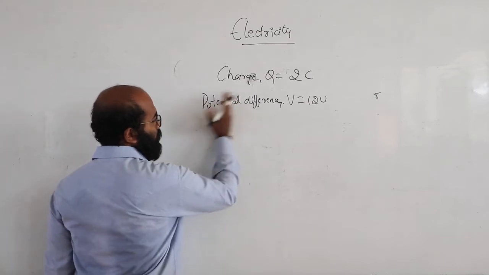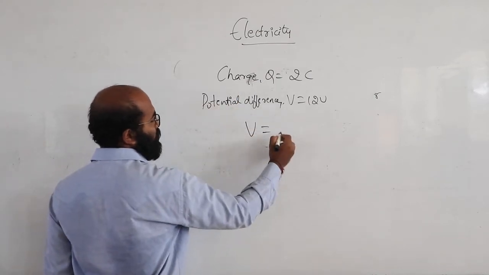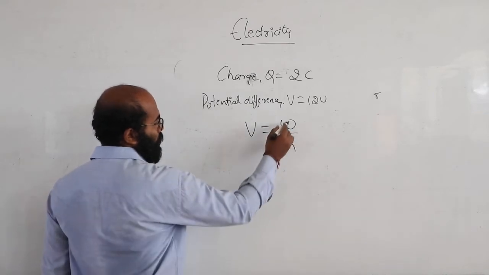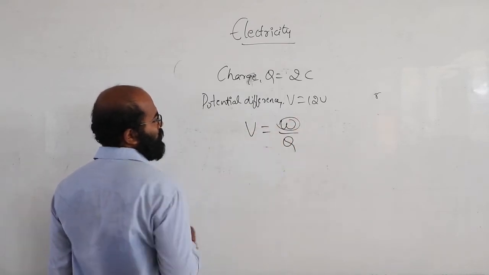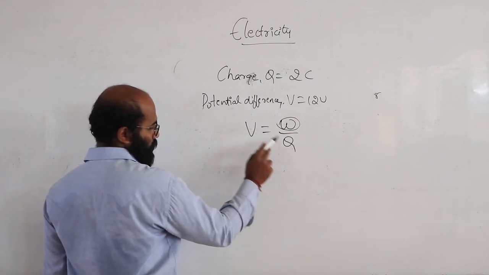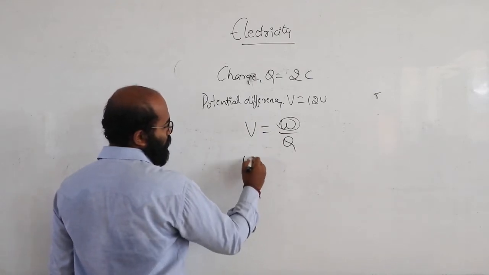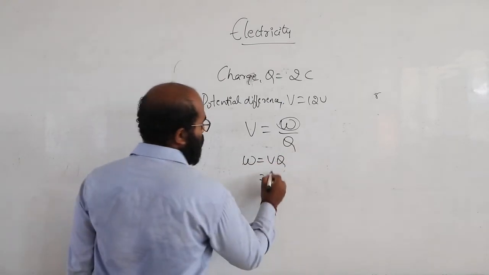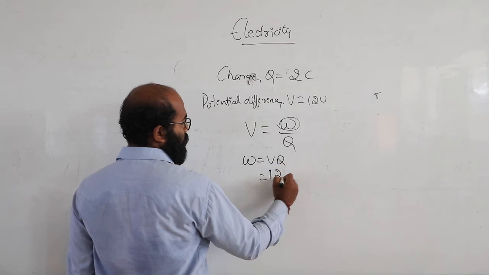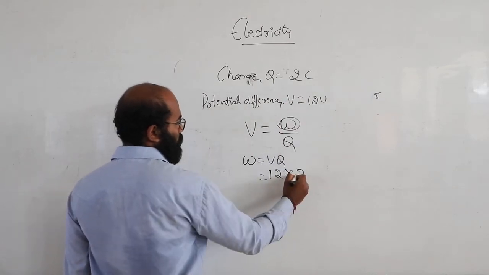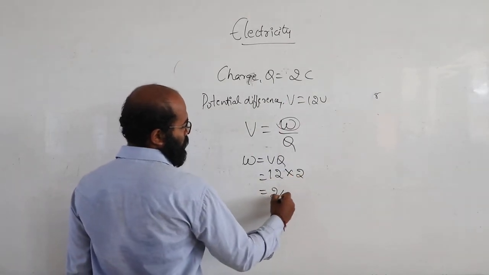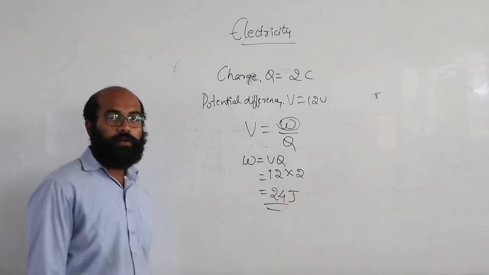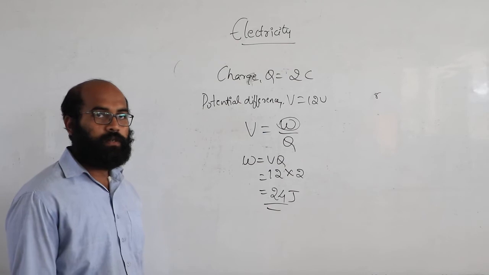We know the relation V is equal to W by Q. You have to find W. You know V, you know Q. So W is equal to V Q. V is 12, Q is 2, so 24 joule. The unit of work is joule. So it is 24 joule.